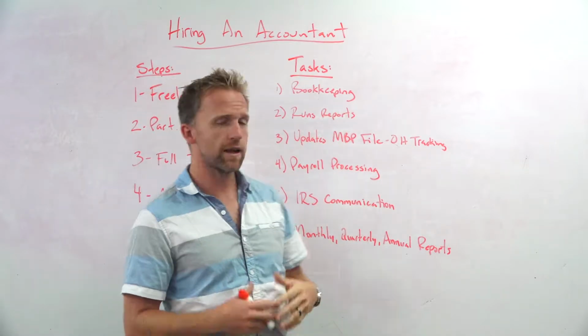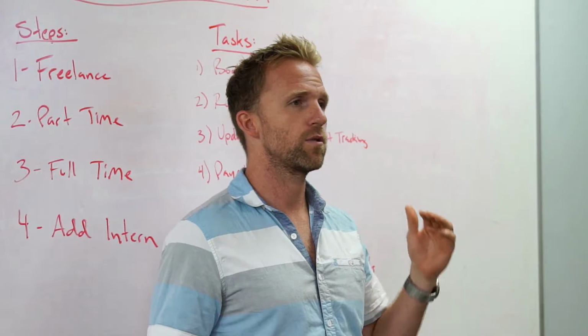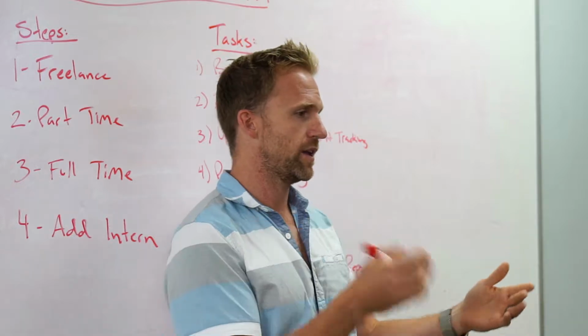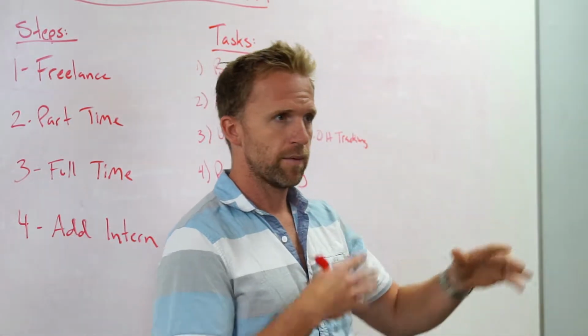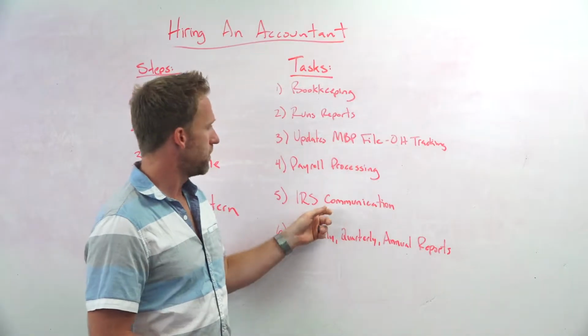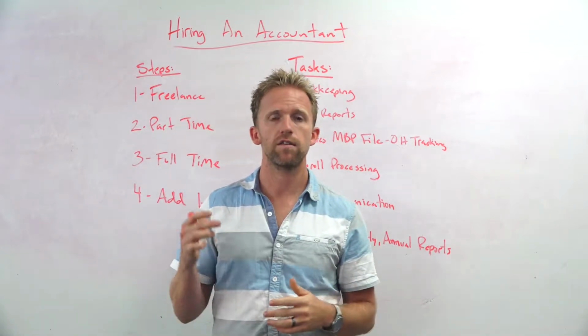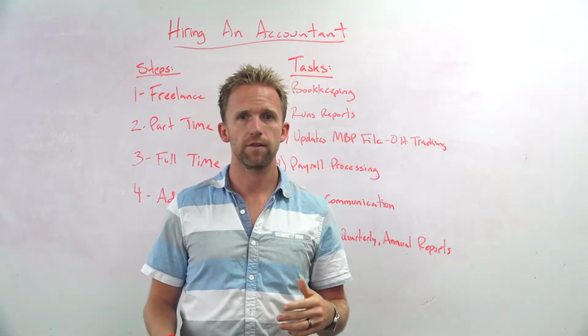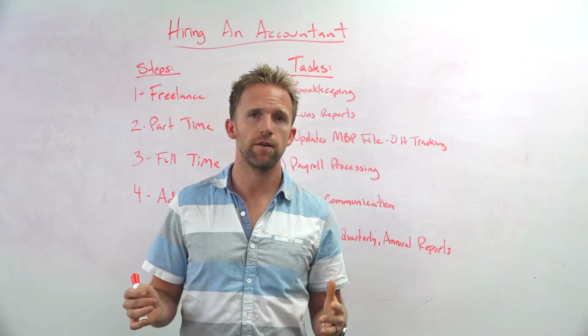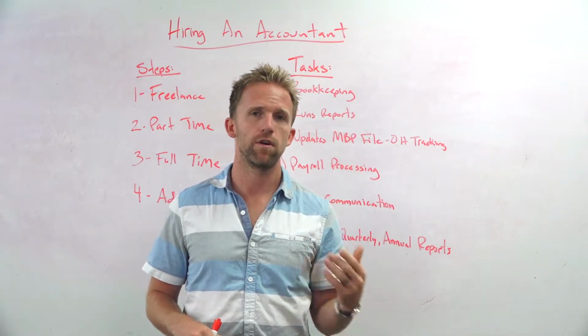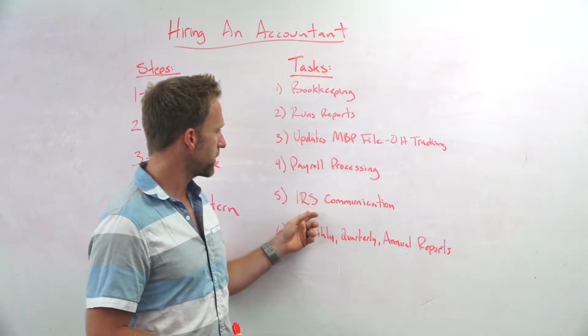The next thing that an accountant would do is payroll processing. So they would work with your payroll company. We send payroll to the accountant. They send it off to payroll. They make sure everybody gets paid on time. IRS communication. So we get a lot of mail from the IRS. It's insane how much mail the IRS sends. Our accountant handles all of the IRS mail that we get in government communication.